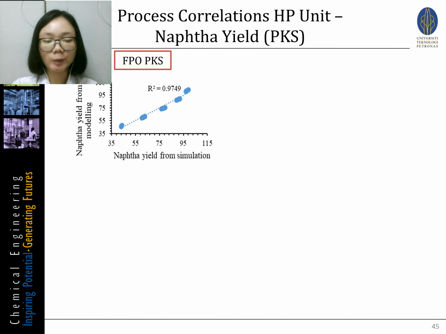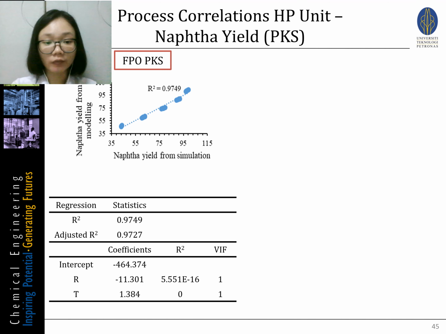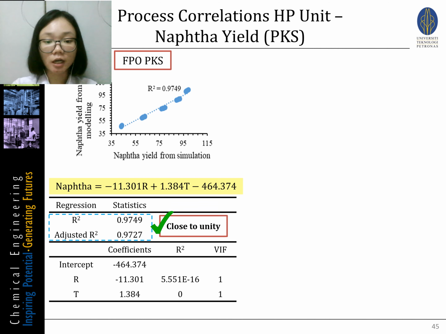Here we have FPO-PKS, and this is a result obtained from surrogate model development, and this is the final form of my equation, which consists of variable R and T. The R-squared and adjusted R-squared are close to unity, and the VIF is less than 5.